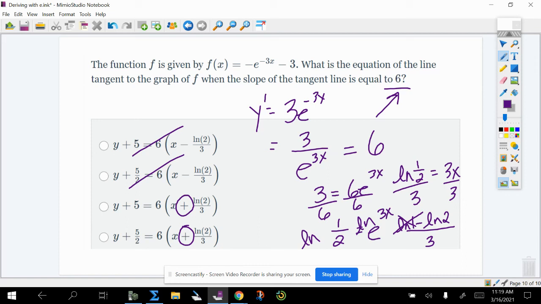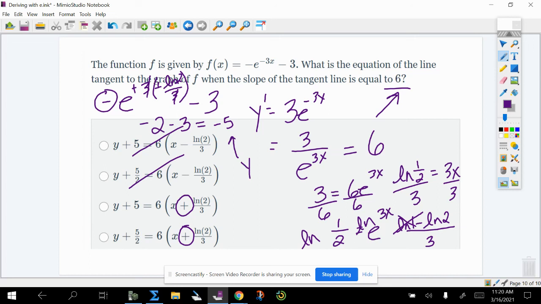Finally, I'm going to take that x value and plug it into my original function to get my y value. So I'll do that up top. That's where I have room. So I have -e to the -3 times negative natural log of 2 over 3, minus 3. Well, let's see. The 3's cancel. The negatives cancel. The e and the natural log will cancel, which gives me just 2, and it has a minus sign in front, so I'm going to get minus 2 minus 3. So negative 2 minus 3 is negative 5. So that's my y value, negative 5. So my answer is this one.